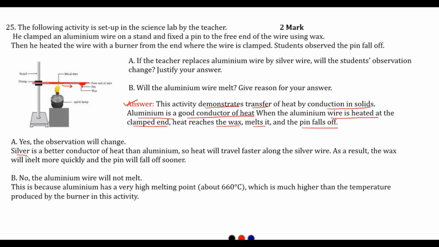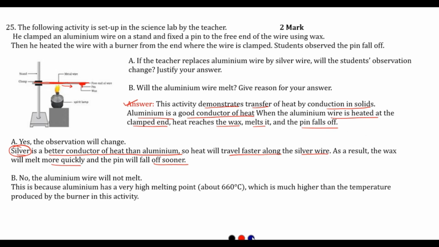If you see silver, silver is a better conductor of heat than aluminium. If you compare the conductivity property of silver and aluminium, both conduct heat. But if you compare, silver is the better conductor. So it conducts in a better way compared to aluminium. So heat will travel faster along the silver wire. As a result, wax will melt more quickly and the pin will fall off sooner. I hope you're understanding the answer.